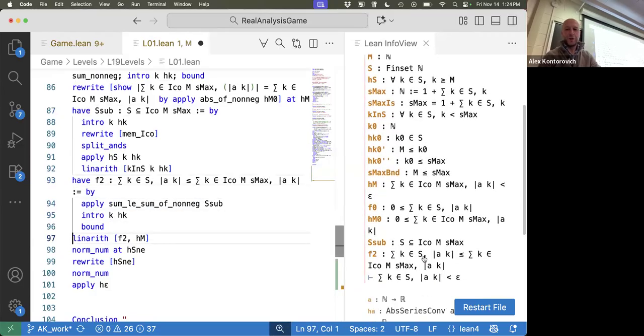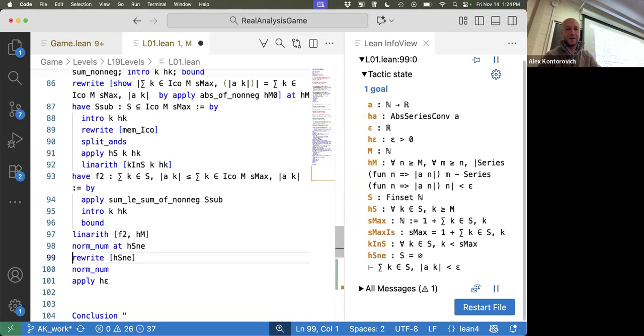And then we want to show that the sum over S in absolute value is at most epsilon. We know that the sum over S is at most the sum over the entire interval. The sum over the entire interval is at most epsilon because of Cauchy. Linarith on those, you have to do a little bit of norm num. Linarith on those and you're done.